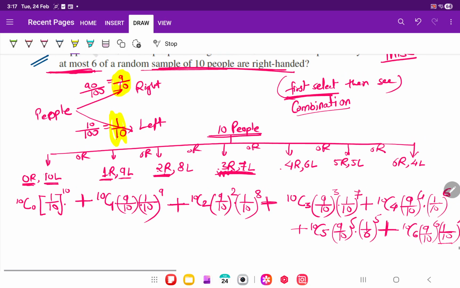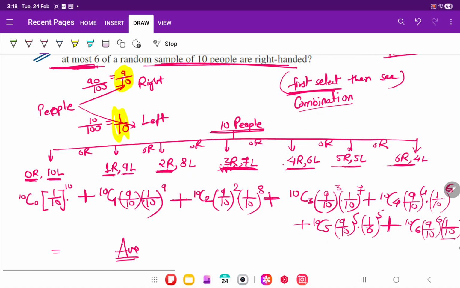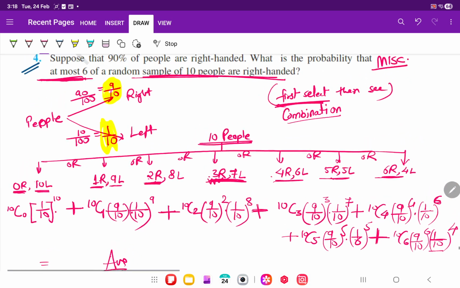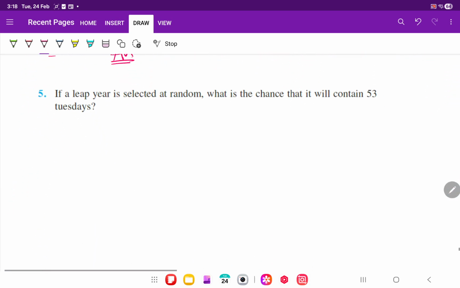Okay, so this is the final answer. If you want, you can simplify. Otherwise, this is a complete answer because there are 1, 2, 3, 4, 5, 6, 7 cases which we have taken into consideration. Okay. One more example question we will see, question number 5.